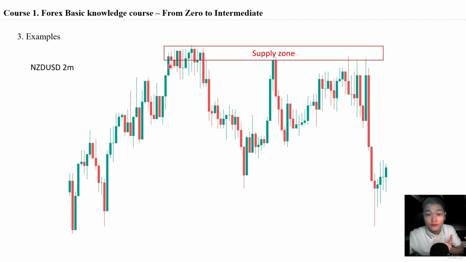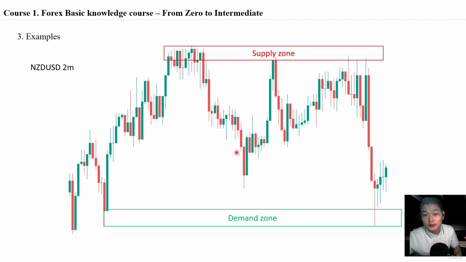We will have a supply zone at the top created by the up, base, and down, and we have the demand zone created by the down, base, and up. And where is the entry? You can see that the supply zone is very strong to enter at this time, and you can set a limit order over here, with the stop above the supply zone and take profit into the demand zone.